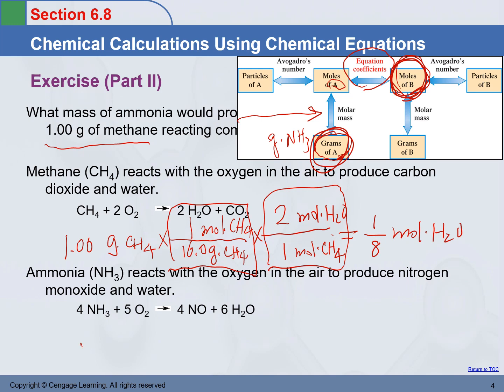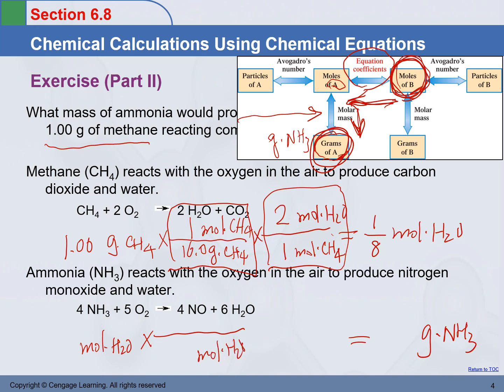We start with moles of water. We know moles of water. We want to convert it eventually to grams of ammonia. From the flow chart, we know we need two conversions, one from moles of water to moles of ammonia, two from moles of ammonia to grams of ammonia. So from moles of water to moles of ammonia. The second one from moles of ammonia to grams of ammonia.